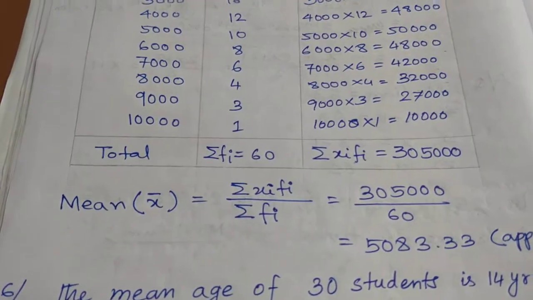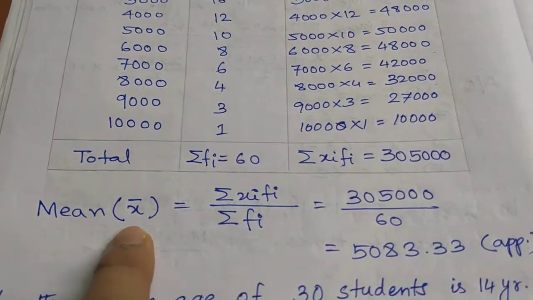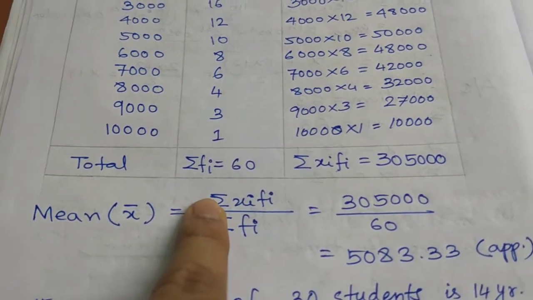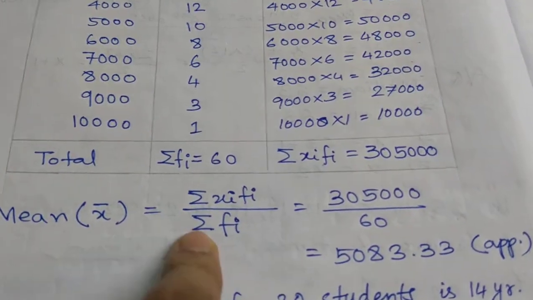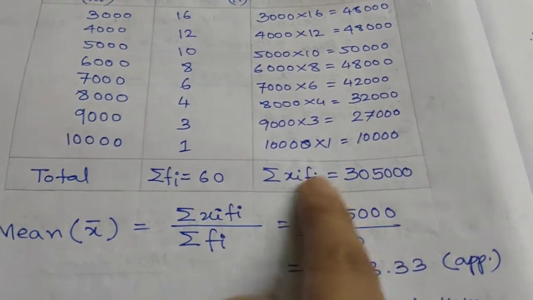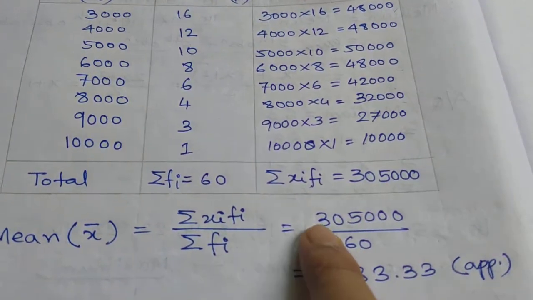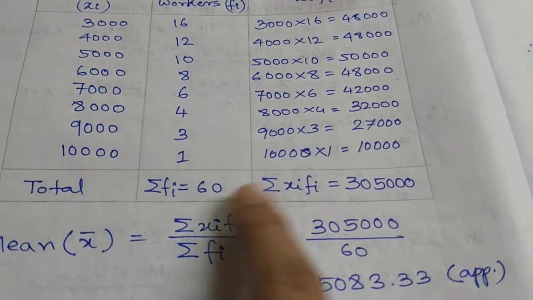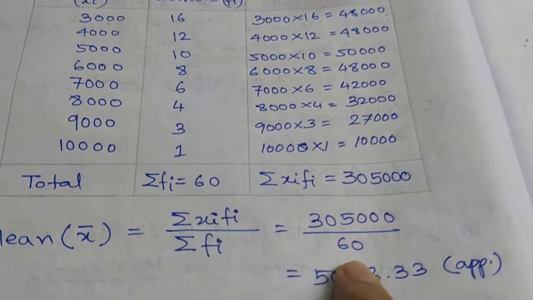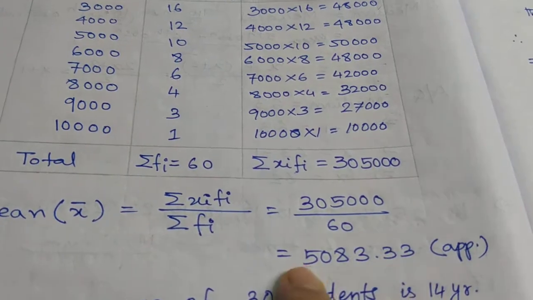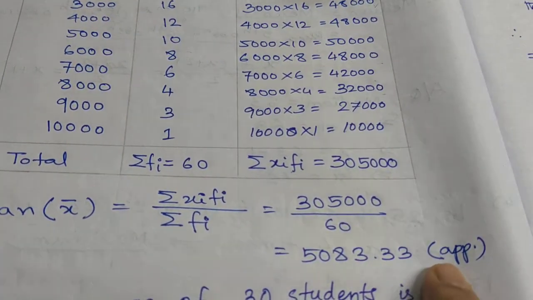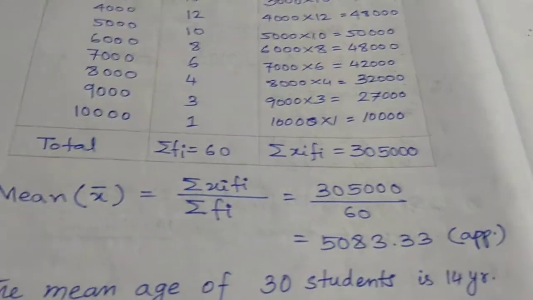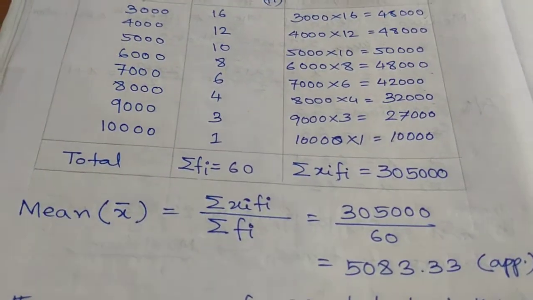So the mean formula, we know that mean is denoted by x bar. The formula is summation xi fi divided by summation fi. From the table we can easily write down summation xi fi, 305,000, divided by summation fi, that is 60. After dividing you will get approximately 5083.33, because this is a continuous number.